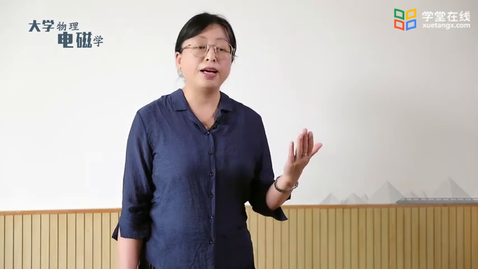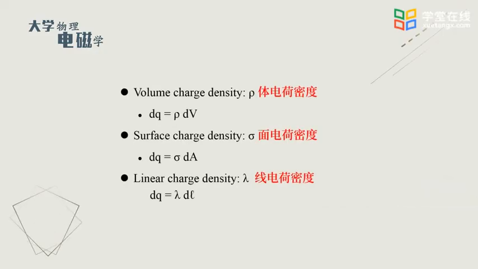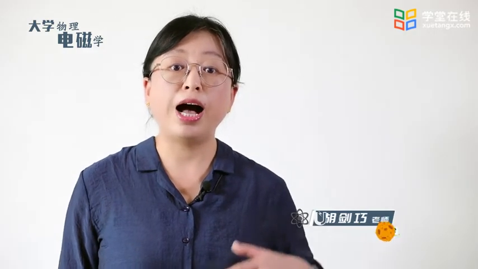Similar to the mass distribution of an object, there are three types of concepts for explaining the charge density, based on the different charge distributions. We use the symbols rho, sigma, and lambda to represent the volume charge density, surface charge density, and linear charge density respectively. The amount of the charge element is given by these three expressions.